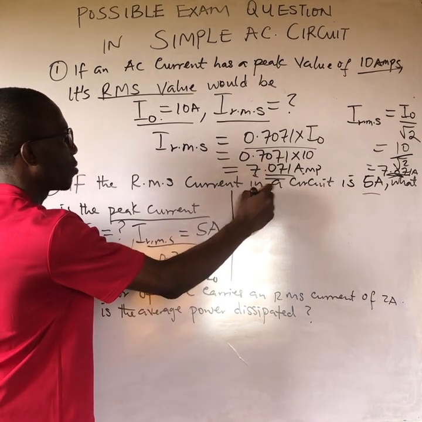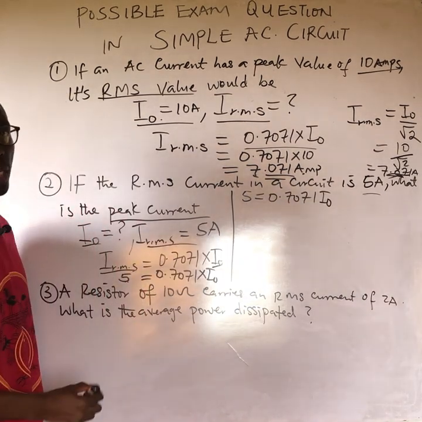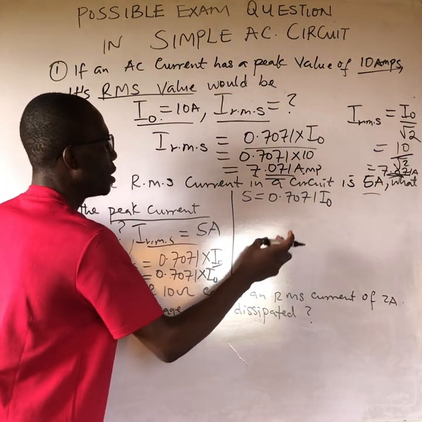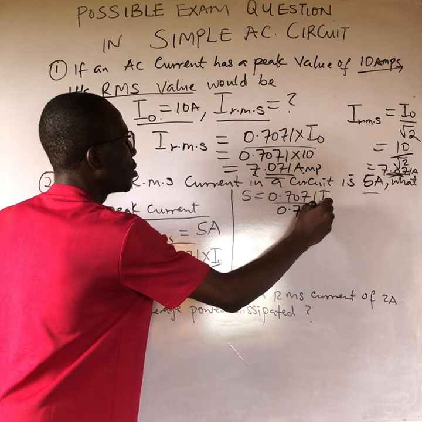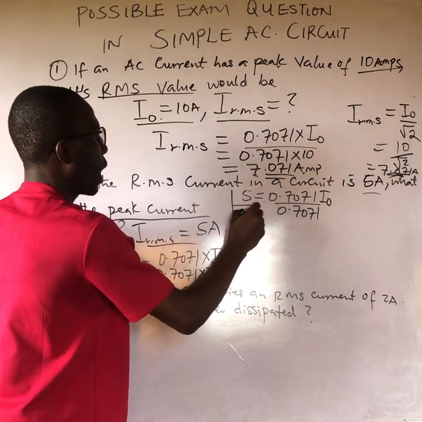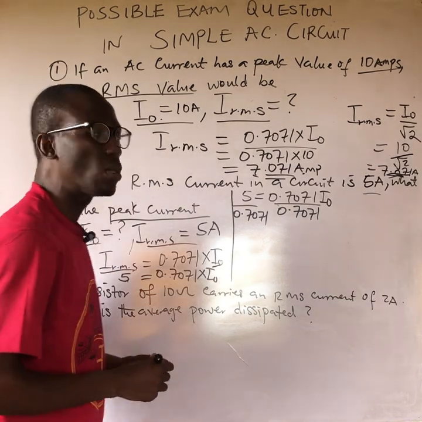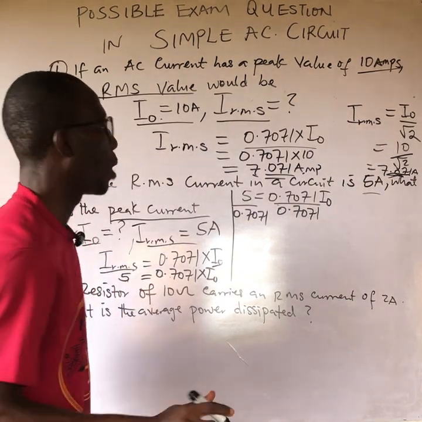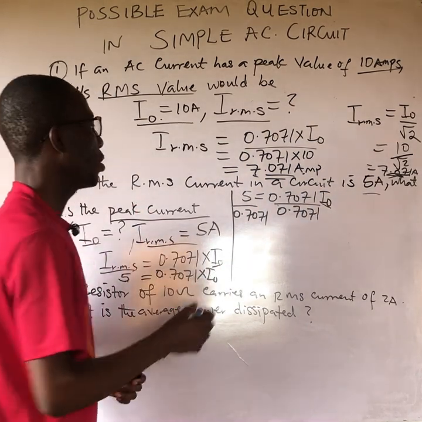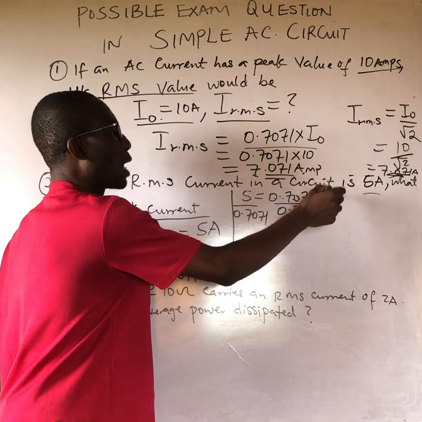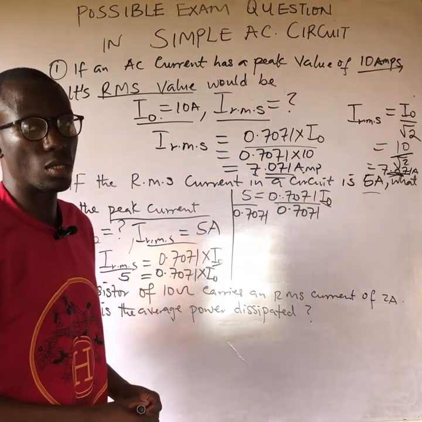So that will be 5 is equal to 0.7071, then the I sub 0, which is the peak current. Now, what I have to do is to divide both sides with 0.7071. Why am I dividing with 0.7071? The reason is I am looking for the peak current, and I'm not looking for 0.7071 I naught. Rather, I'm looking for the peak current, which is the I naught.